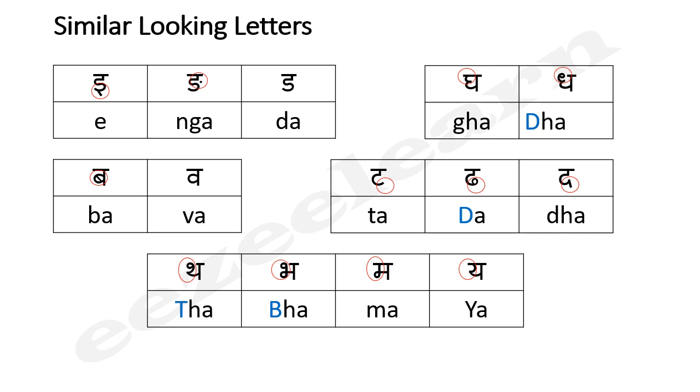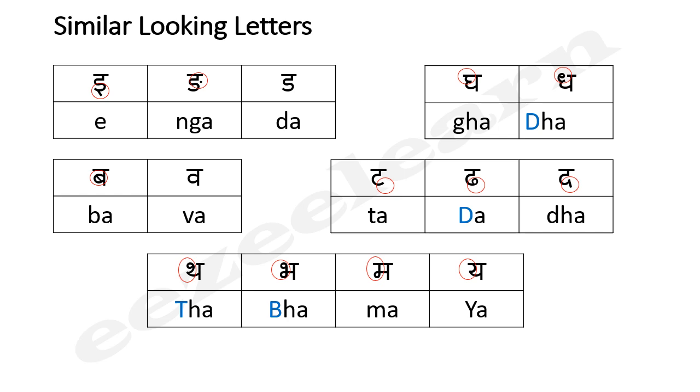The next group is Ga and Da. So I have pointed out those differences. There is a small circle in the beginning in Da, whereas in Ga it is plain. Similarly, Ba and Va. So there is a stroke in Ba which is not present in Va.